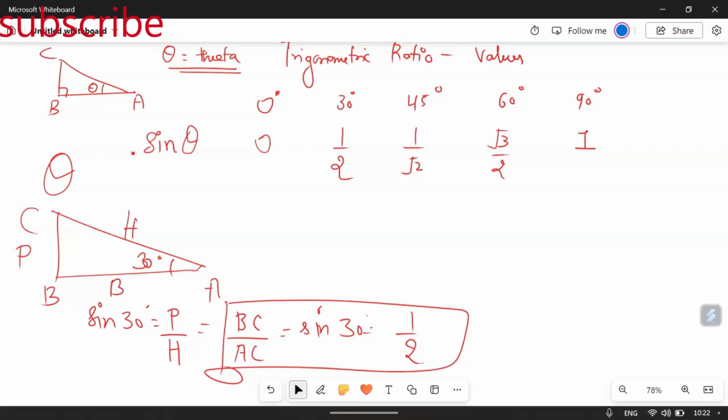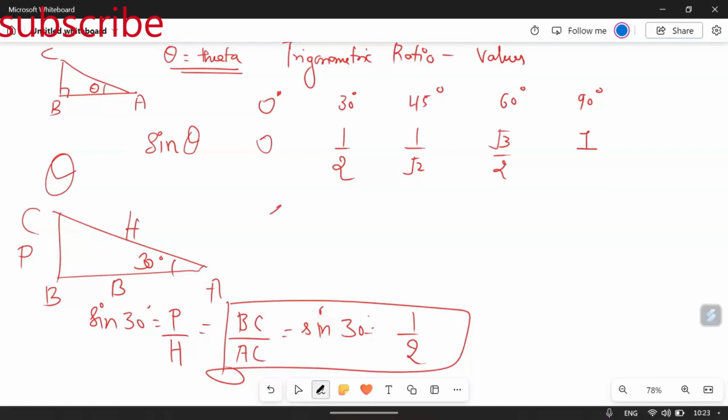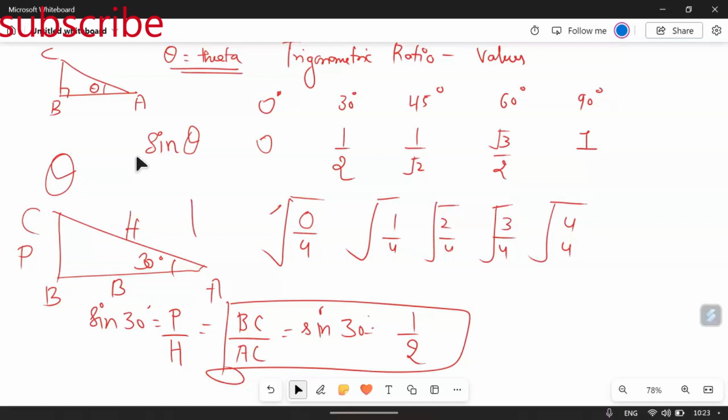Sometimes students get confused how to remember these values. So I'm going to give you a trick: first write down 0, 1, 2, 3, 4. Then divide all by 4, and take the root. If you get confused, this is the trick to remember. So 0 by 4 is 0, so sin 0 is 0. 1 by 4, if you take the root, the value is 1 by 2. The root of 2 by 4 comes out as 1 by root 2, and same for root 3 by 2, and then 4 by 4 is your 1. So you can easily remember these values by this trick also.